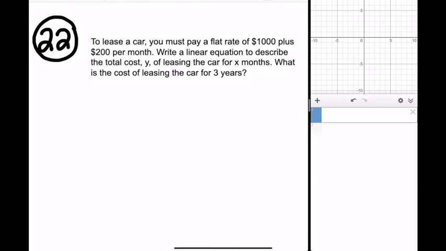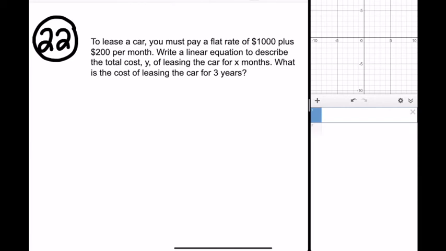To lease a car, you must pay a flat rate of $1,000 plus $200 per month. Write a linear equation to describe the total cost, y, of leasing the car for x months. What is the cost of leasing the car for 3 years?